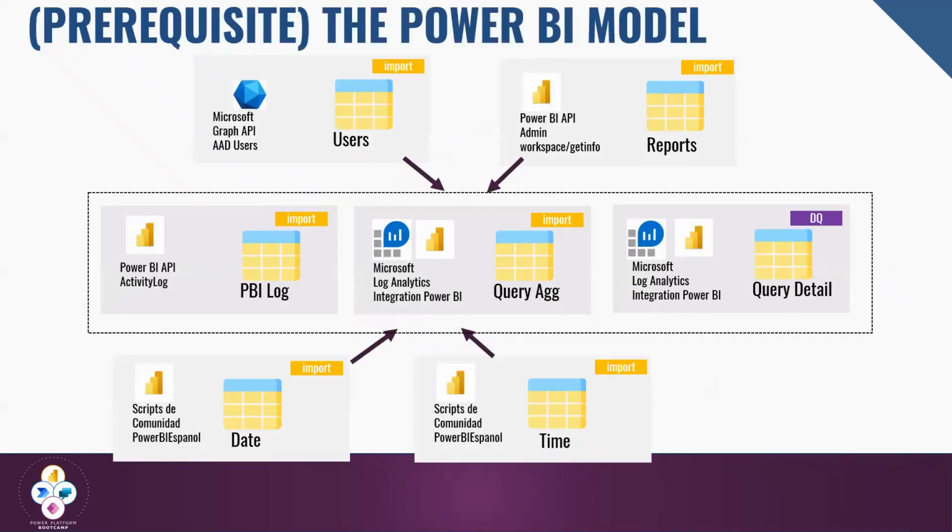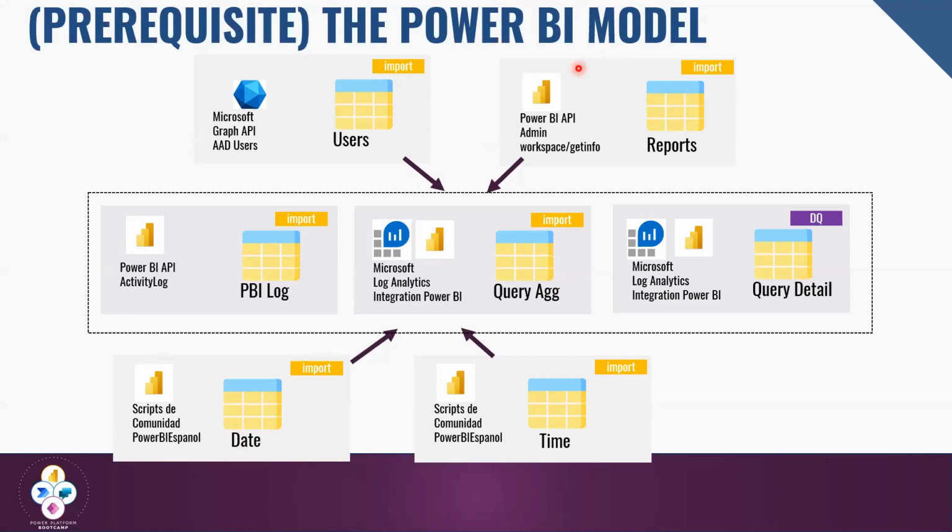Okay, and regarding the model, the Power BI dashboard, which is what we're going to focus on today, we have this star schema. We have some dimensions on top: the user dimension that we can get, as we said, from the API from Azure Active Directory. The reports dimension that we get from the admin APIs in Power BI, where we can get the workspace info and all the reports. And the date dimension, for which there are a bunch of different scripts in the community, in Power Query, in DAX, everywhere, even in SQL views, to get this date dimension, and the same for the time.